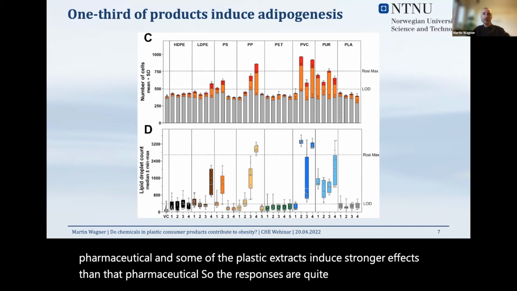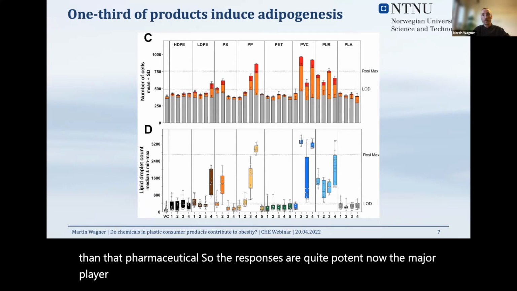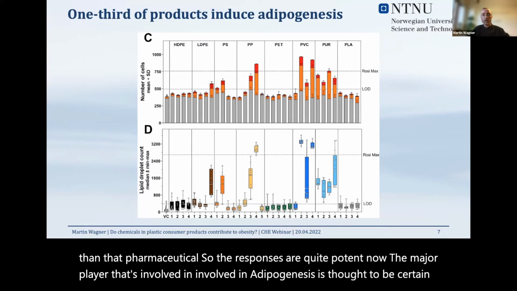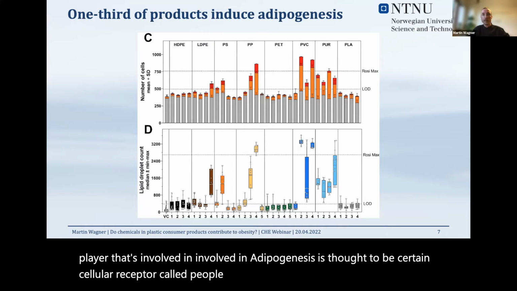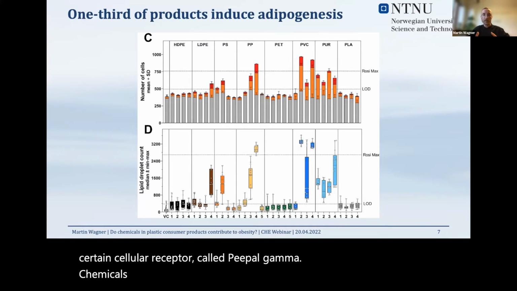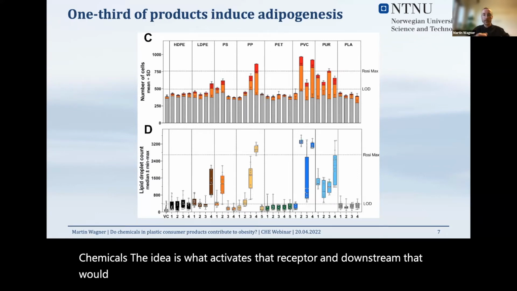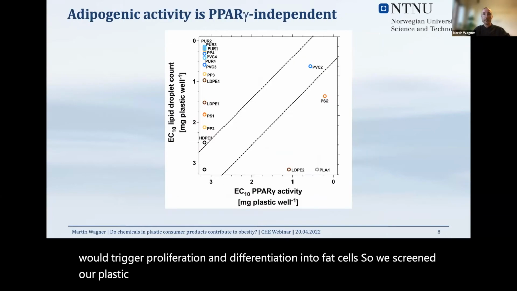Now, the major player that's involved in adipogenesis is thought to be a certain cellular receptor called PPAR gamma. So chemicals, the idea is, would activate that receptor, and downstream that would trigger proliferation and differentiation into fat cells. So we screened our plastic extracts for PPAR gamma activity.